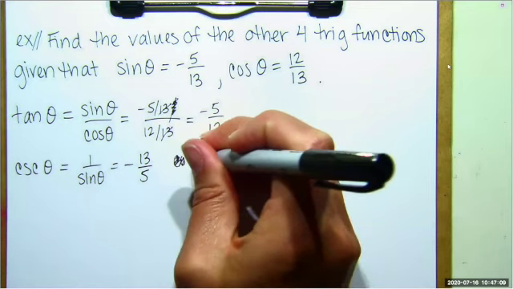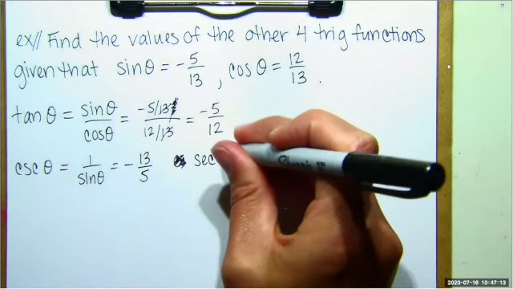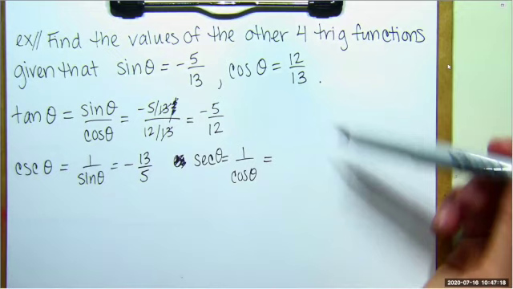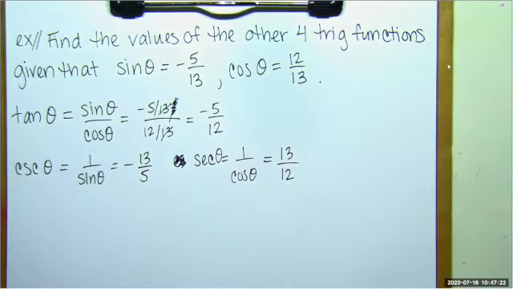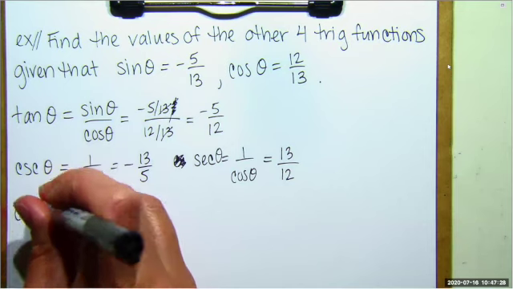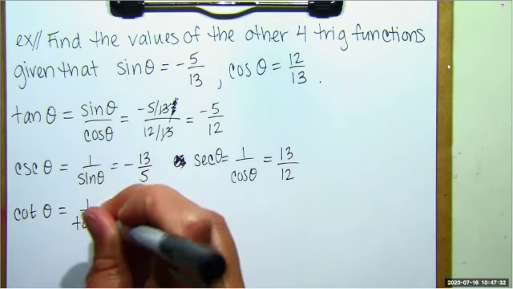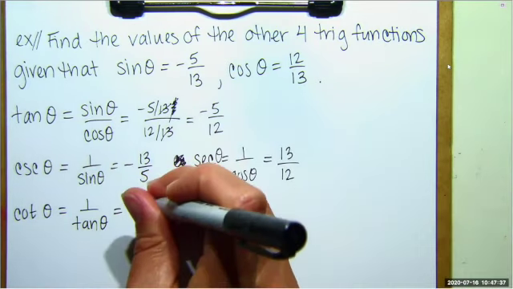Secant. Secant is the reciprocal of cosine. So we know cosine is 12/13. That means that secant is 13/12. The last one is cotangent. Cotangent's the reciprocal of tangent. So tangent was -5/12, so that means that cotangent is -12/5.